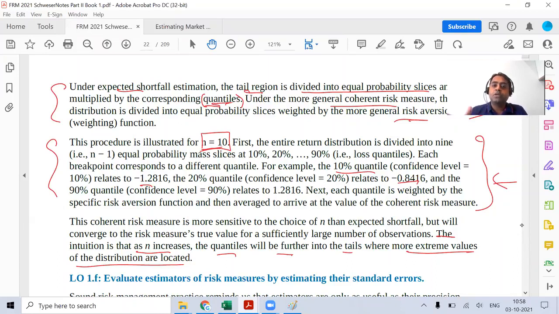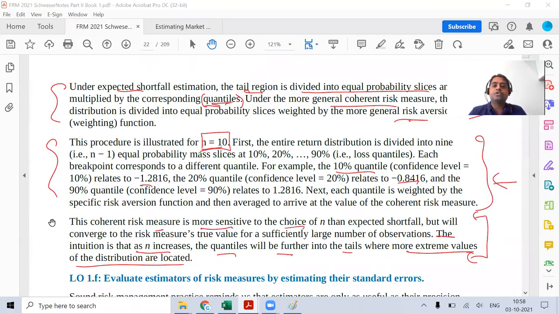So if n is 1000, each quantile will get a lower percentage, right? And the tail will go more towards the left hand side. That is being covered in this last paragraph. This is just trying to connect it back with the previous paragraph on slicing. Nothing extra has been done. A coherent risk measure is more sensitive. The higher the number of n, the more slicing, and the more we are going to move towards the left hand side.